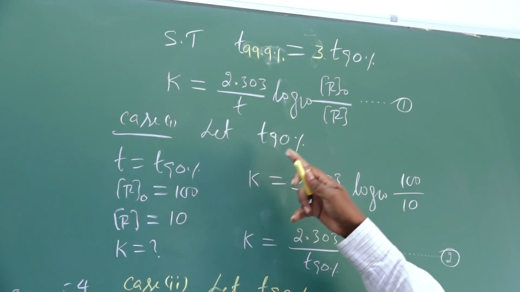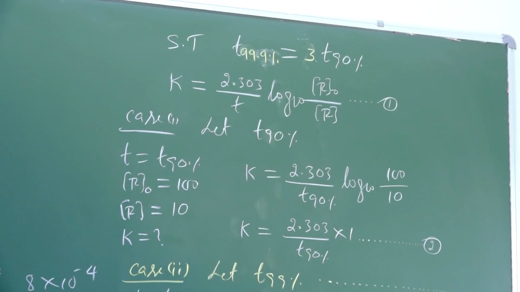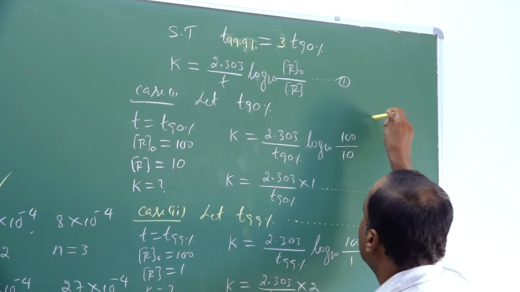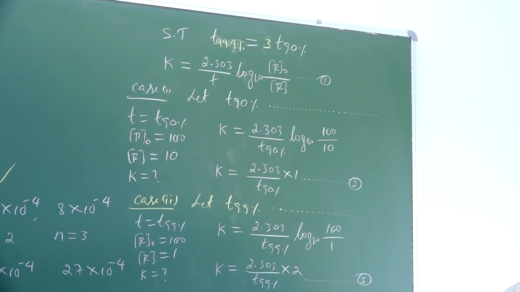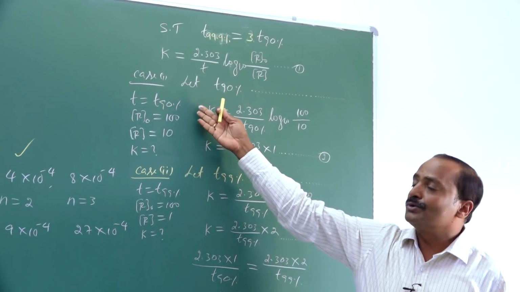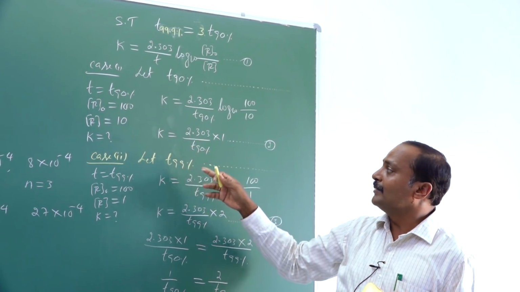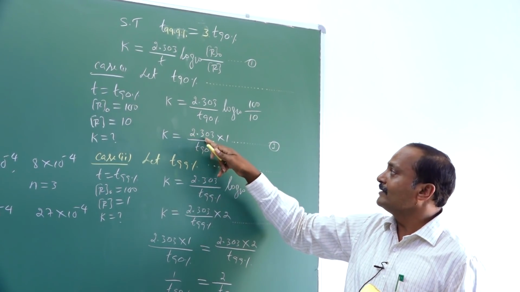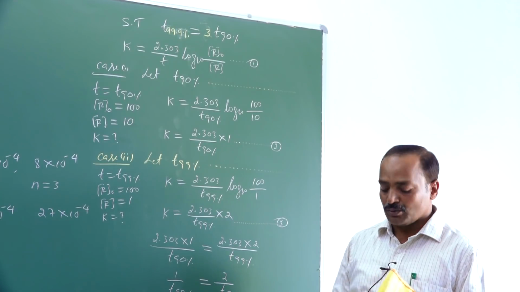Case 1: let t 90% be the time taken for 90% completion of the reaction. t is equal to t 90%, R naught is equal to 100, R is equal to 10. Then k becomes k is equal to 2.303 into 1 divided by t 90%. We call it equation number 2.